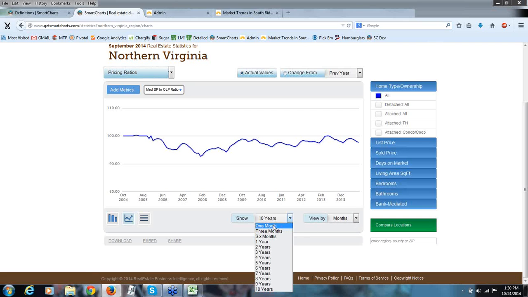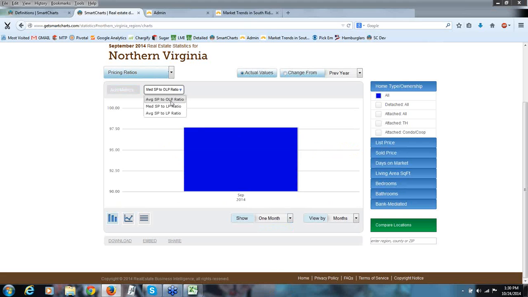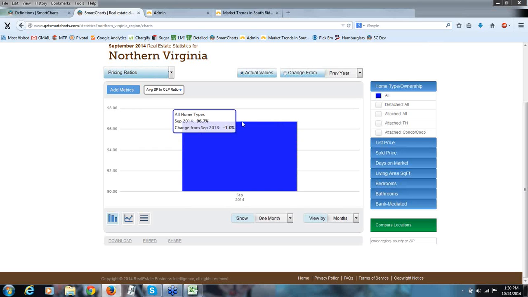So if we look at this just for median sold price, and I'll switch this to average sold price to original list price ratio, median sold price means half the homes that sold got 97.7% of their original list price at closing. The average sold price to original list price tends to be lower than the median because the outliers on the low side can skew that down. So we can, again, use this facet bar over here to look at the average sold price to original list price ratio by days on market.